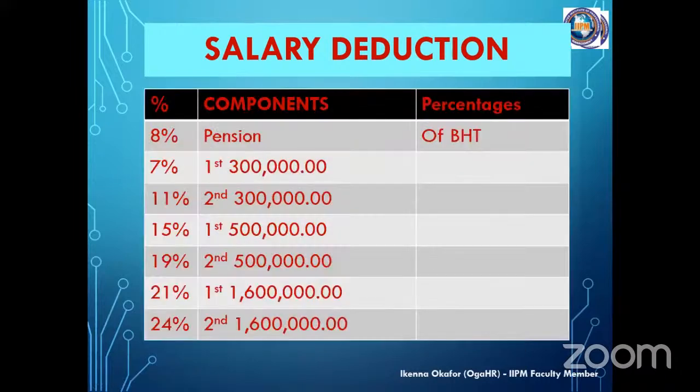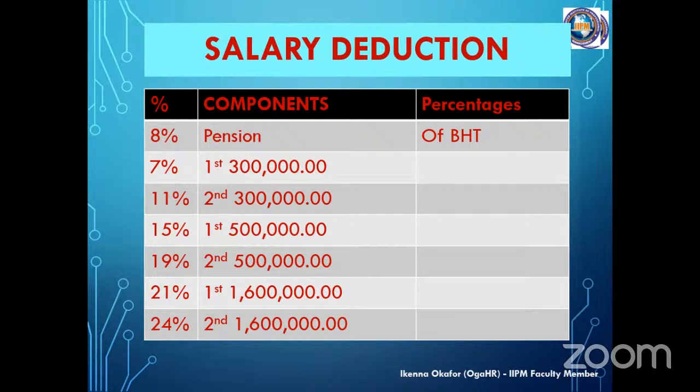Pension is 8% of your basic, housing and transport. Then you have the first 300. Payroll is calculated on your annual salary, and of course not even your entire gross. There is a tricky thing you do there. There's what is called consolidated, and there's tax relief, what you get tax relief for. It is that tax relief you then split. But we can't take it in this class, not for foundation class. It's for the strategic class.